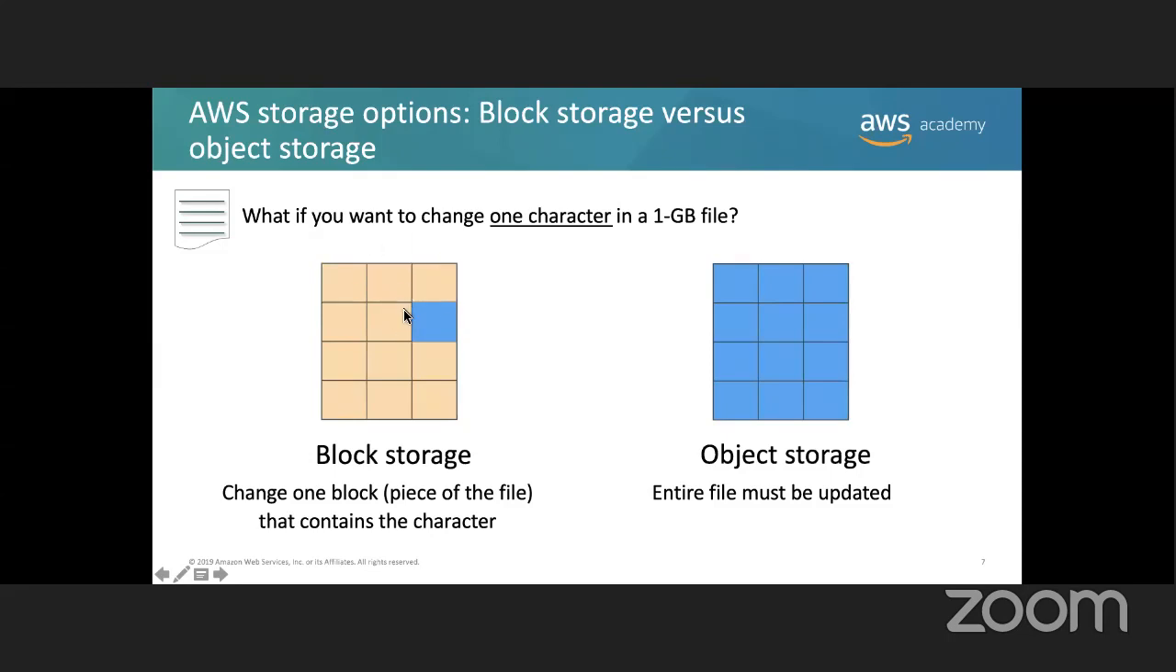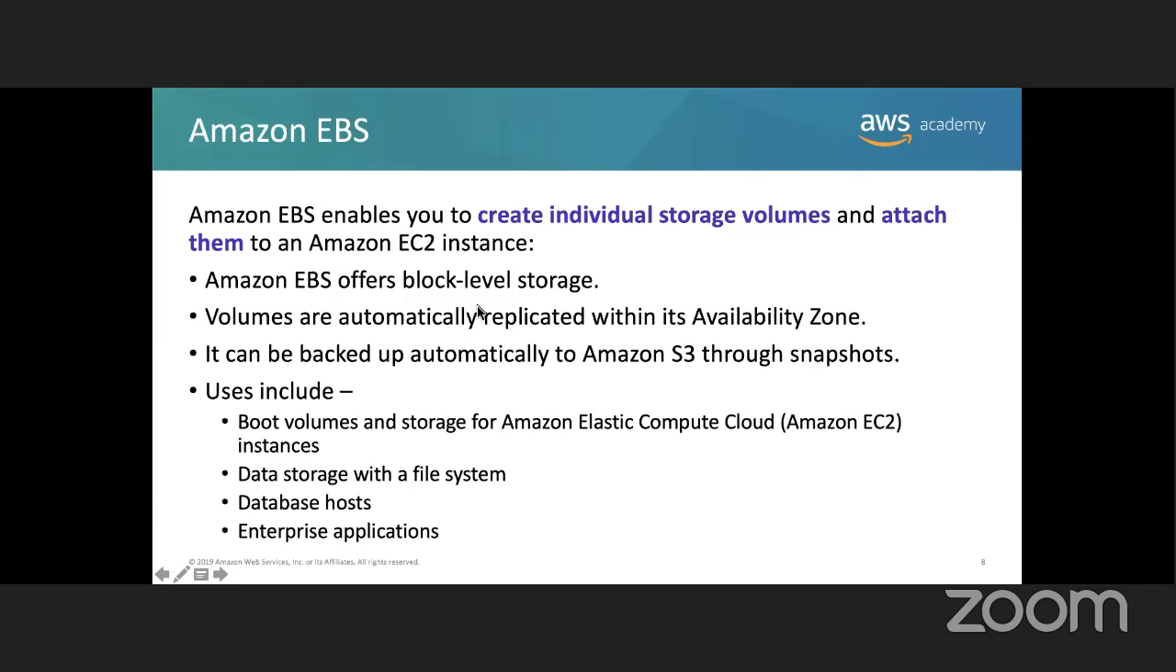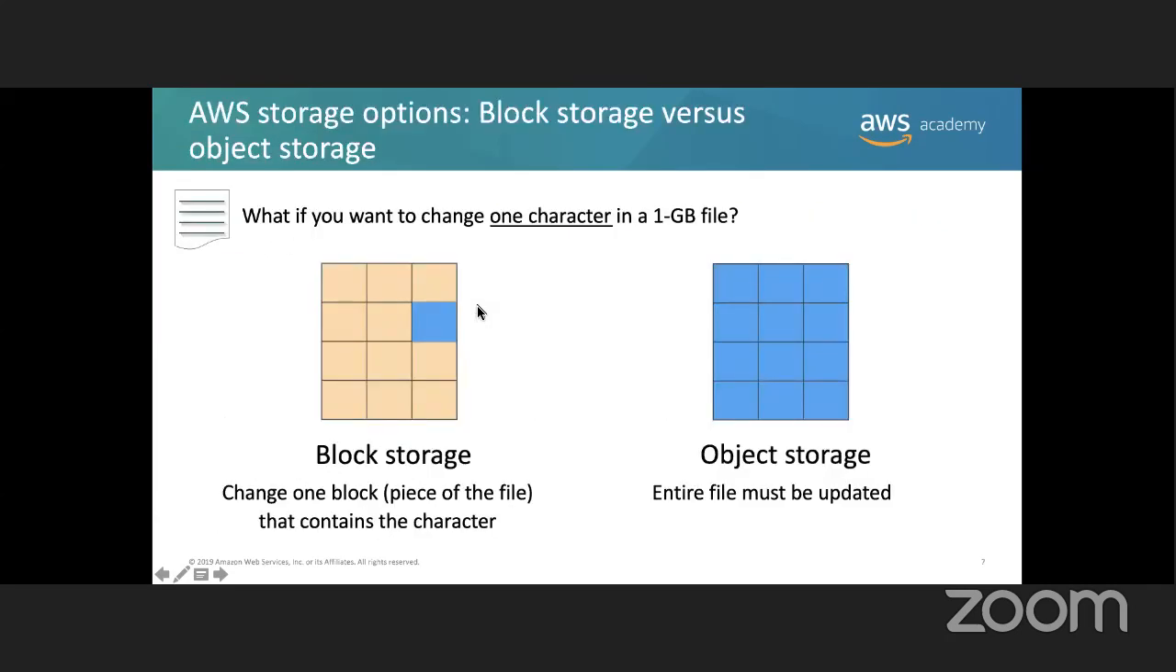That's with EBS. With an object storage like S3, S3 is object storage and EBS is block storage. When you change a file, even just one character, the entire file will be updated. So it would take more time to update the file with S3 than with EBS. That's one of the reasons that EBS is more expensive than S3. Of course, S3 has some huge advantages over EBS, but it all depends on the use case. So with EBS you change one block, the piece of the file that contains the character. That's the only thing that's going to happen when you change the character. With S3, we already know that.